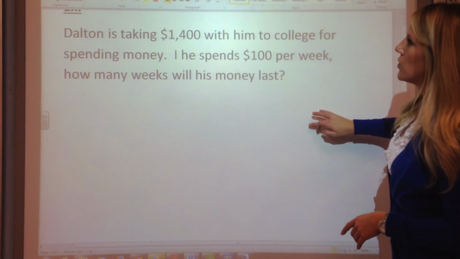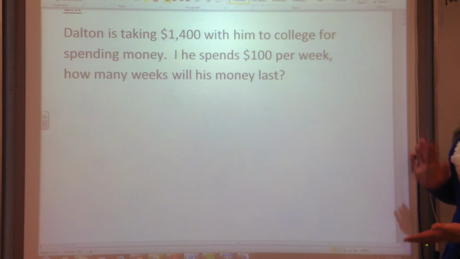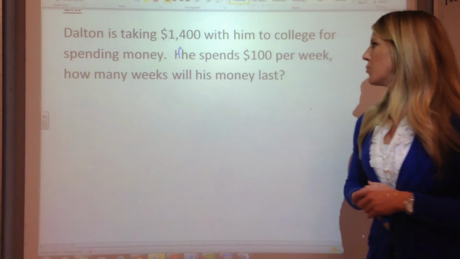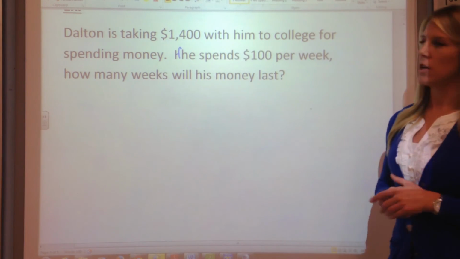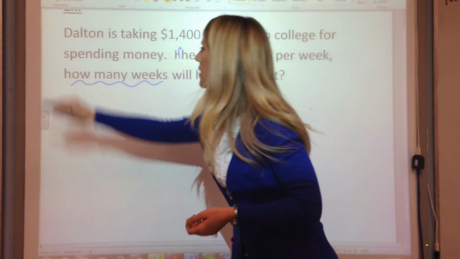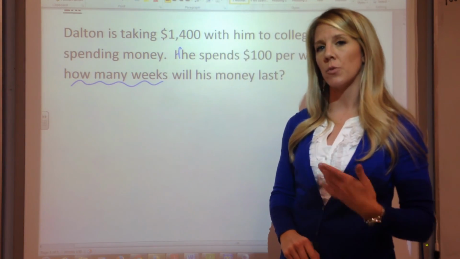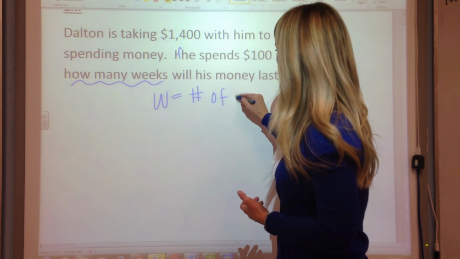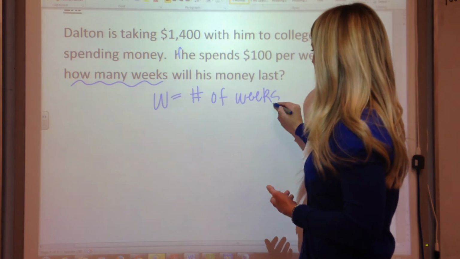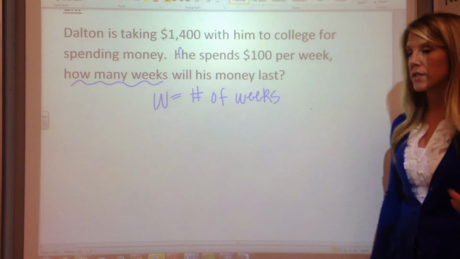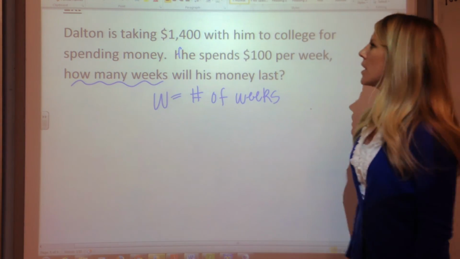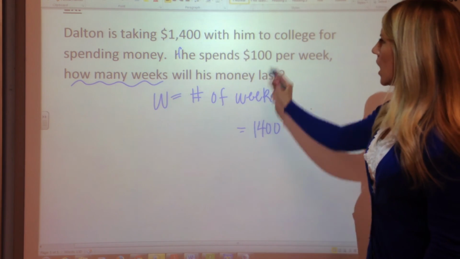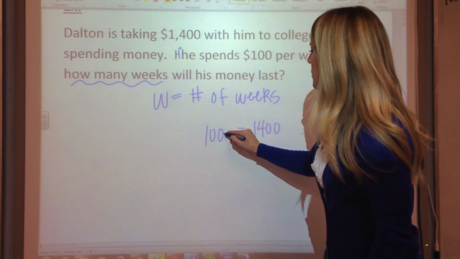Okay, very last one. Dalton has $1,400 to take to college for spending money. If he spends $100 per week, how many weeks will his money last? So what don't we know? How many weeks? We don't know how many weeks, so that is my variable, that is my unknown. So I can say W equals number of weeks. Now tomorrow we're going to be looking at this graphically, but today we're just going to solve it like we always have, or how we've been setting them up. The total that we have is $1,400. $100 per week is what we are going to spend.